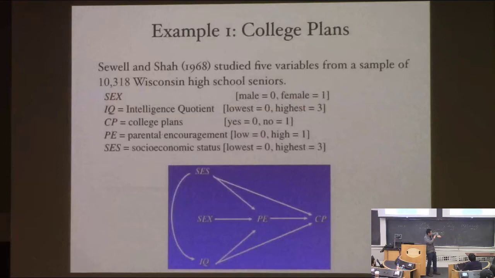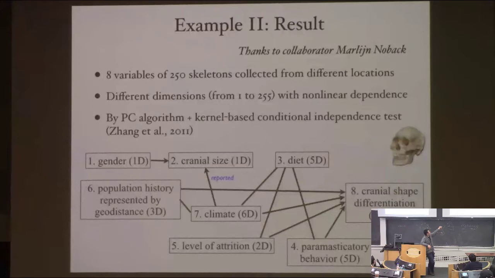So you can see some applications. Let me skip the applications. This is very interesting because it's a really hard problem. My collaborator collected a lot of variables, and they want to understand the causal relations between those variables. It's a really big thing in archaeology. We apply this method with the kernel-based conditional independence test, and finally we discover this picture. And it makes sense.